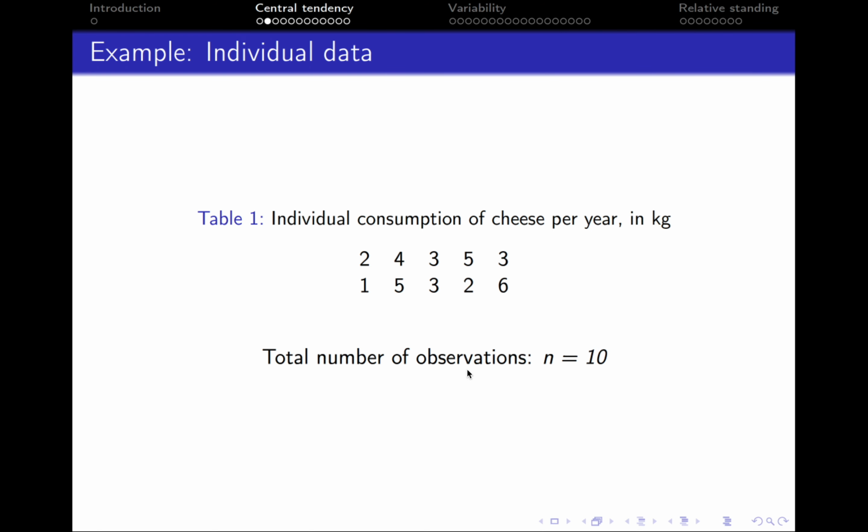On this slide you can see an example of individual data. Table 1 presents the data on individual consumption of cheese per year in kilos: 2, 4, 3, 5, 3, 1, 5, 3, 2, 6. And if you count those numbers, you will see that in total there are 10 values, which means that the total number of observations in this data set is 10.